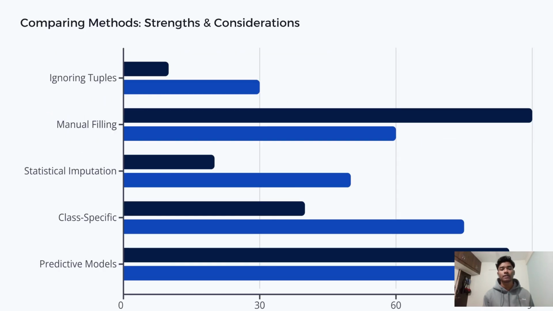Now, comparing the methods, each method has its strengths and weaknesses. Simple methods are easier but less accurate. Complex methods give better results but require expertise and computation. So the best method depends on the percentage of missing data, why the data is missing, the size of the data set, and the level of accuracy you need. There is no one size fits all solution.